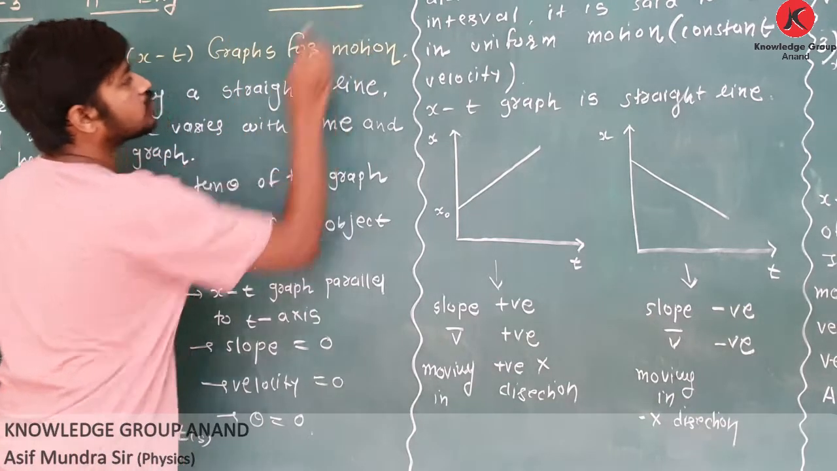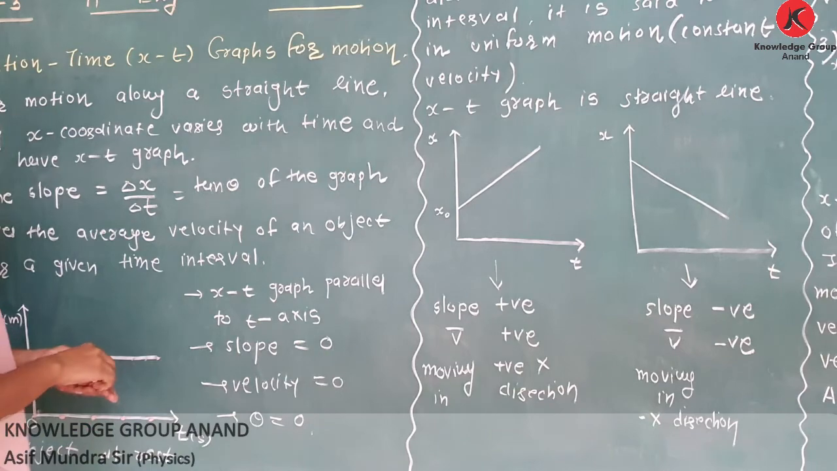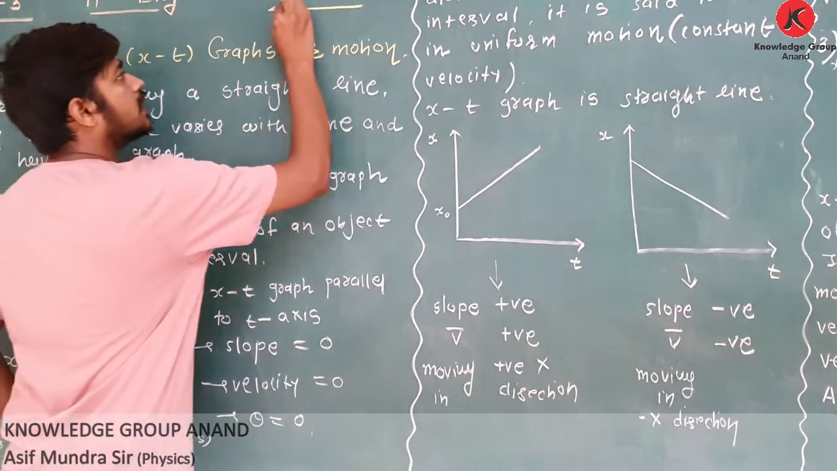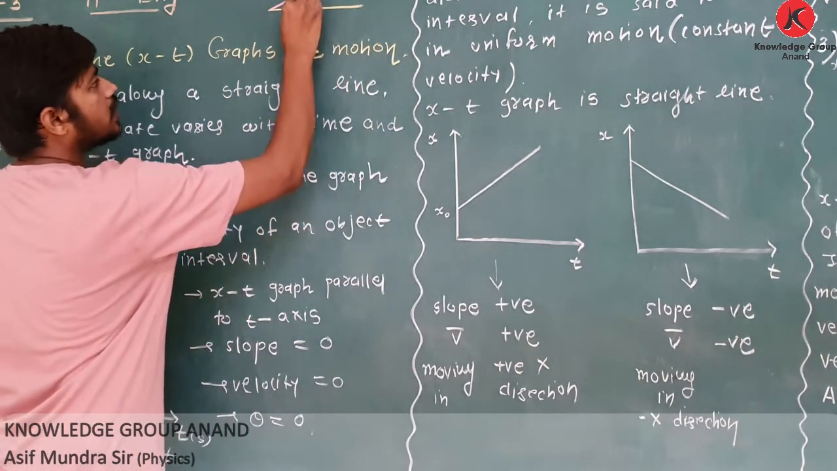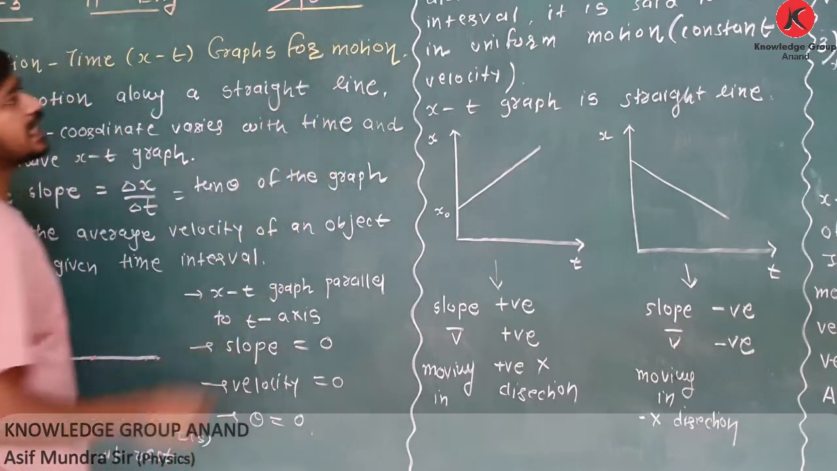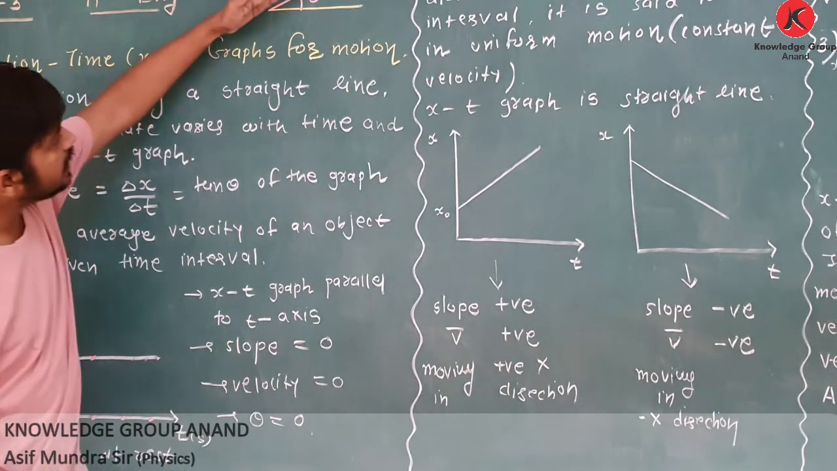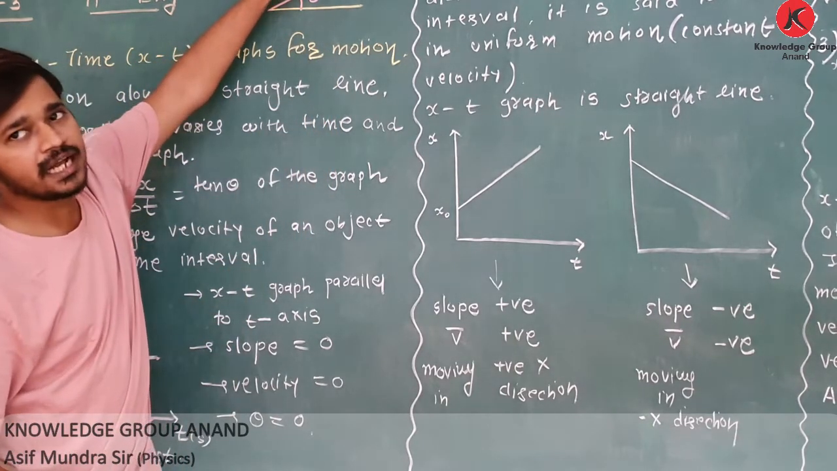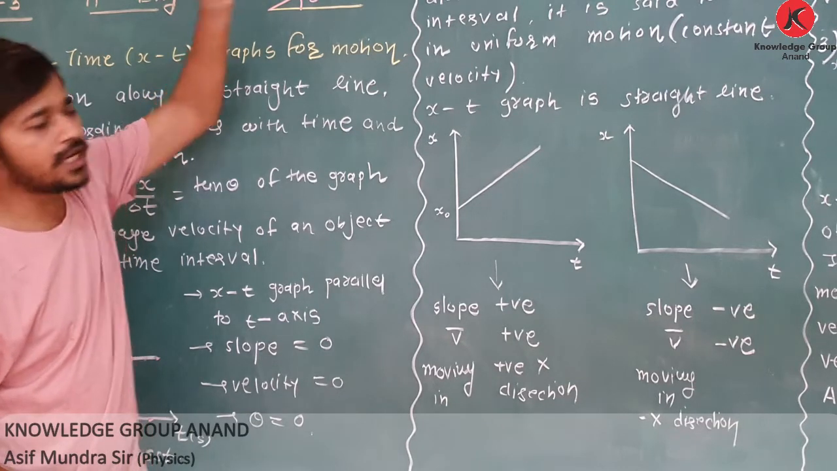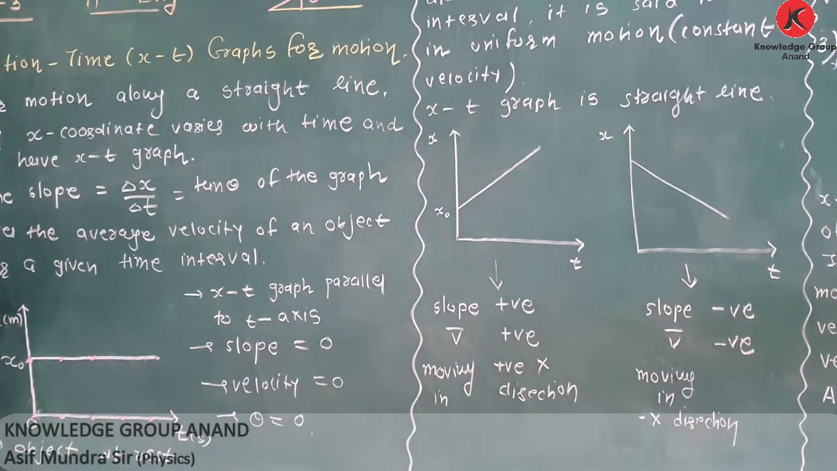If a line makes some angle with the horizontal, for example angle theta, then yes, it has some slope. First point. Now second point.